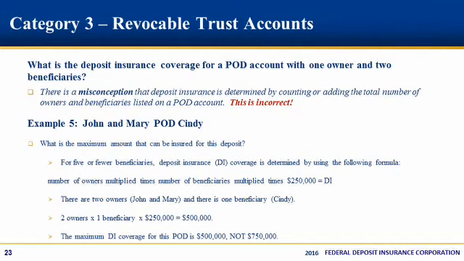Similar to example 4, the answer here is $500,000, not $750,000. With two owners and one beneficiary, we multiply two owners times one beneficiary times $250,000 for a total of $500,000 in deposit insurance coverage. It would be incorrect to allow $250,000 for John, plus $250,000 for Mary, plus $250,000 for Cindy, for a total of $750,000.